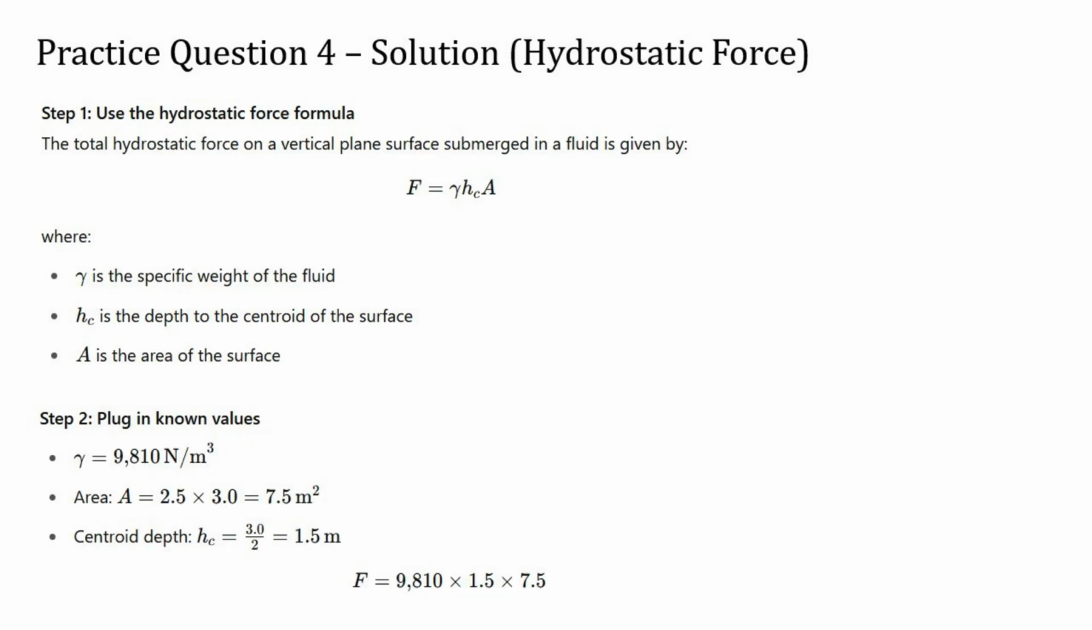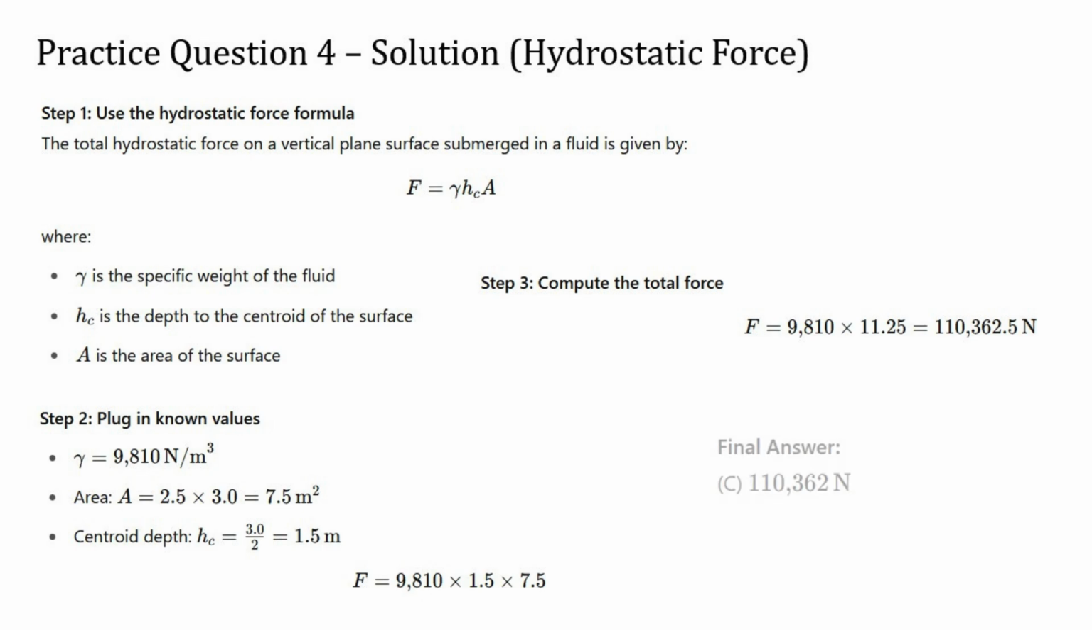Now, we compute the force using the values. Rounding to the nearest whole number, we find that the total hydrostatic force on the gate is approximately 110,362 newtons. Therefore, option C is the correct choice.